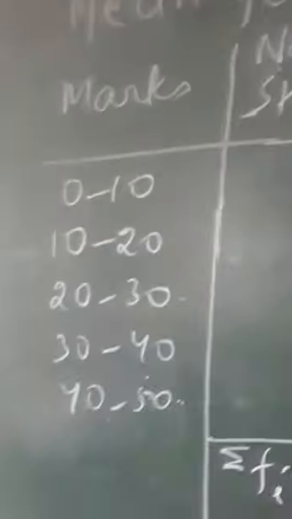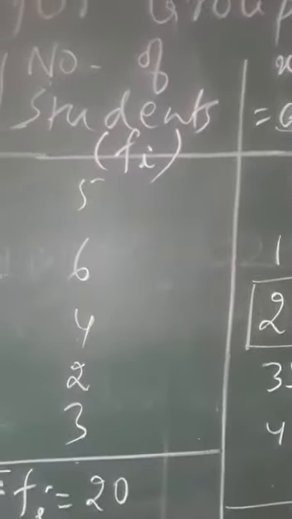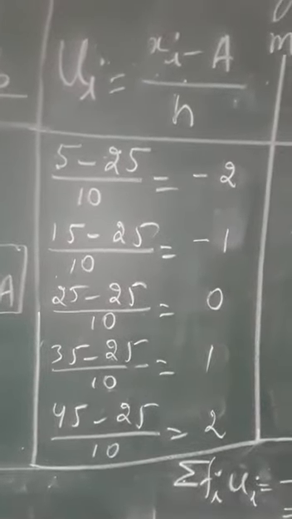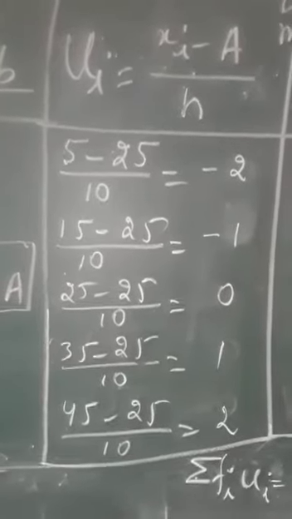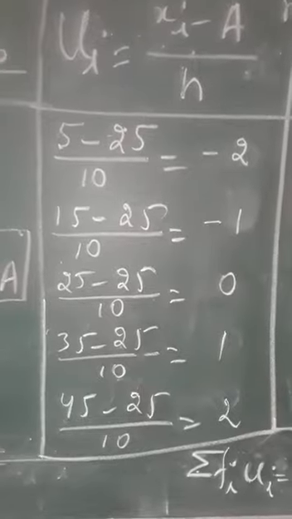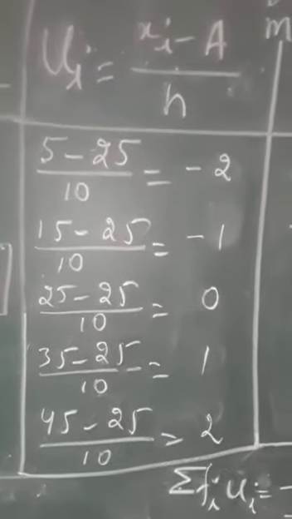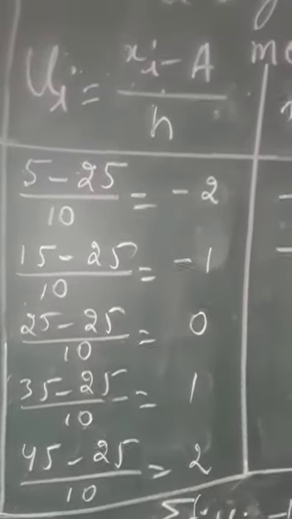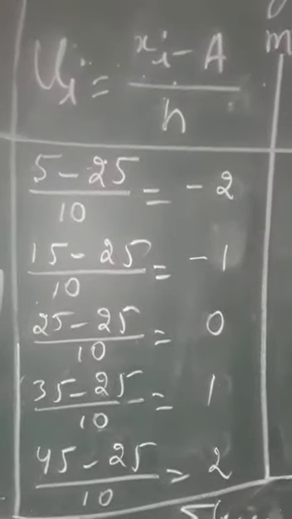So class mass is same, corresponding frequencies, that is number of students, is also same, xi is same. What differs? The value of ui. Now what is ui? Ui is actually the quotient of difference of xi and a and h, that is di by h. It is the quotient of di and h. Di is representing xi minus a.